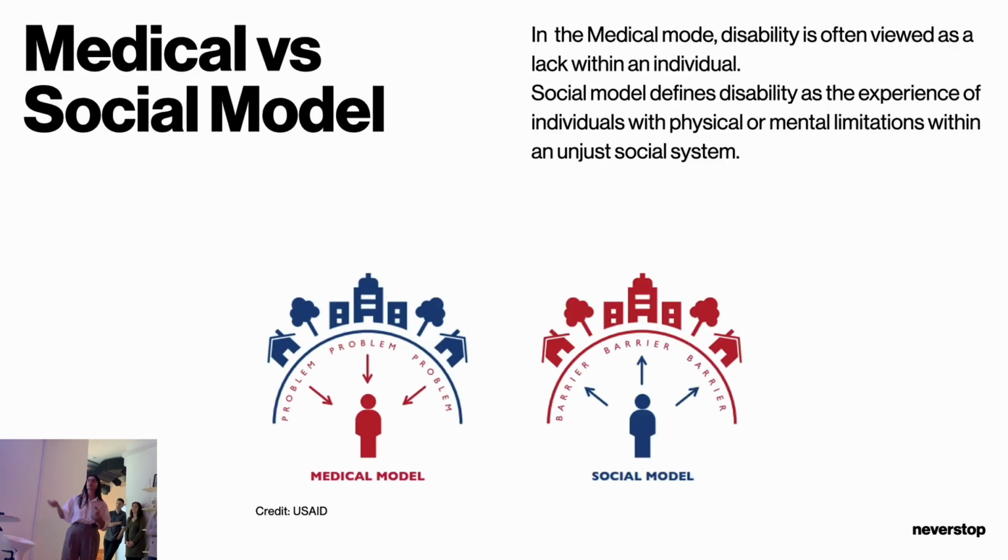So what are we talking about when we talk about that? We have two different models when we think about disability. We can think about it in a medical model or a social model. When we think about it in a medical model, we see disability as a problem that needs to be solved. And when that impairment is solved, then that person will no longer have any disabilities and will be able to participate in society.